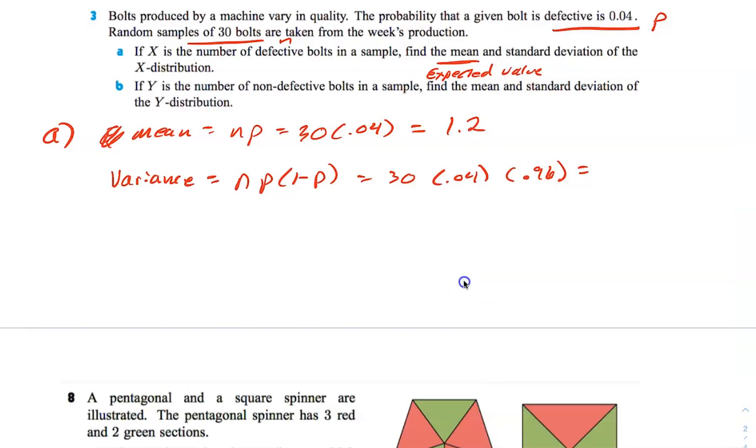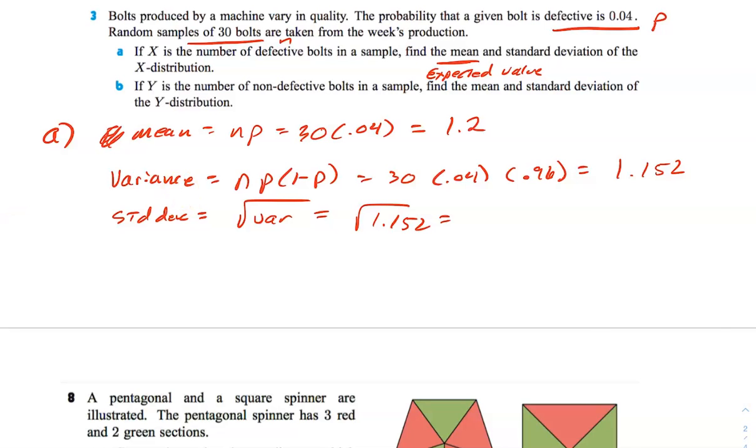And I get 1.152. So I get the ugly one. I can't live with that. 1.152. And remember, that's the variance. I want the standard deviation. So standard deviation is the square root of variance. So it's the square root of 1.152.